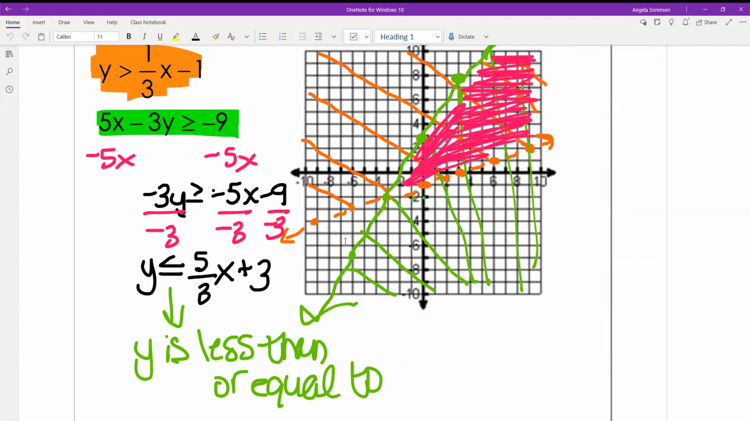Some people point to it and say that's their solutions. That's fine, whatever it is, as long as I can tell that you know where it is. So some people only shade the solution. That's fine. Some people shade both and then they point to it. It's fine. Some people just make it darker. It's an infinite number of solutions. It's any point that's in there.